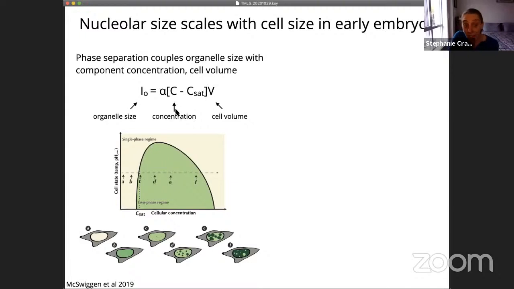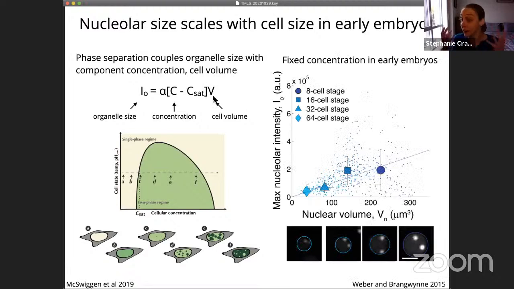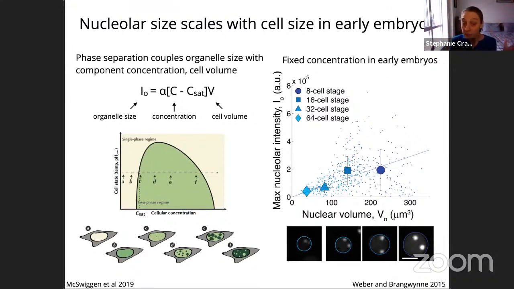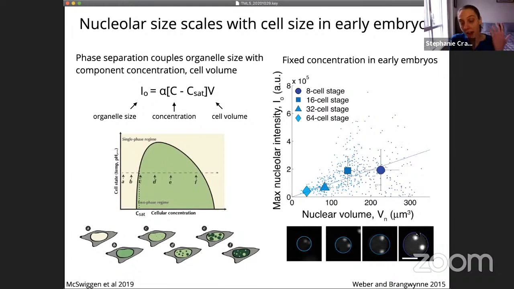cell volume. But instead, if we fix the concentration and change the volume, then we see that the size of the organelle will scale with the volume of the cell. In an embryonic system where the concentration is fixed because the early embryo is just subdividing what mom gave it, it's not synthesizing any new material yet, large cells have large nucleoli. And as the cells divide, the nucleoli get smaller and smaller and smaller. So we see a robust linear scaling between size of the nucleolus and the size of the cell. We can get size scaling by fixing the concentration, and the organelle will linearly scale with the cell volume. Okay, so that is cool.